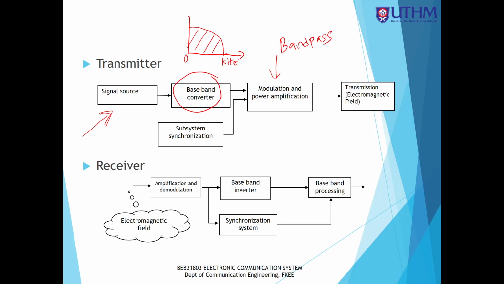So before this, the baseband frequency is not suitable for long distance transmission. If you want to transmit over a long distance, you need to do the modulation process. You need to convert the baseband frequency into a higher frequency, or we call it radio frequency, that is suitable for transmission. Okay, so baseband frequency ini dia tidak sesuai untuk penghantaran jauh. Dia perlu ditukar kepada frekuensi yang lebih tinggi supaya dia boleh dihantar pada jarak yang lebih jauh. Okay, so this is normally called radio frequency. And then we amplify the power so that we can transmit a long distance.